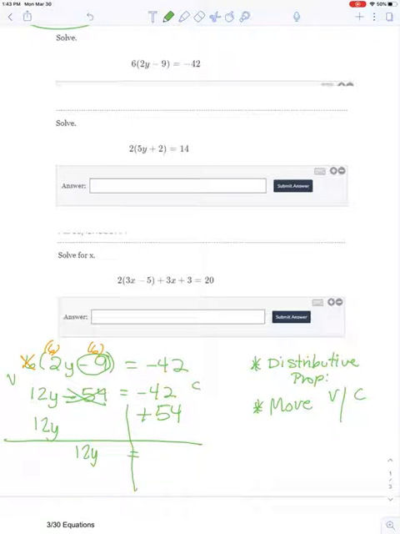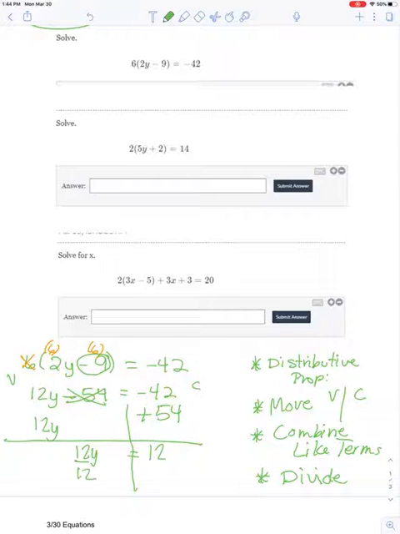Negative 42 plus 54 is going to give me 12. We combined our like terms. All right, now we are going to divide. So I'm going to divide by 12 here, divide by 12. Remember, you always divide by your coefficient. So y equals 12 divided by 12 is 1.